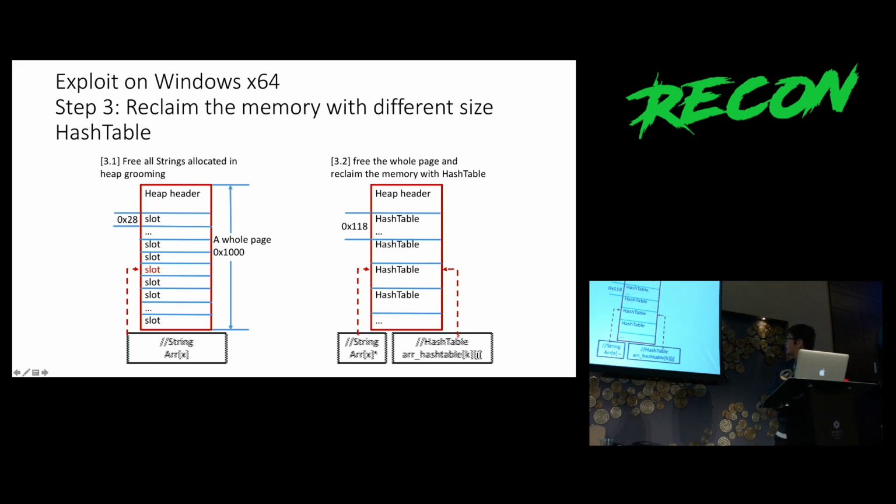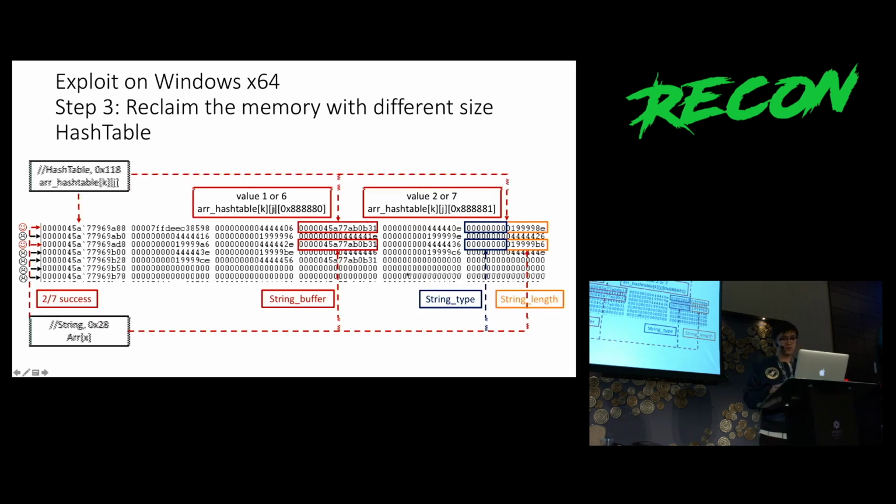In the AS3 layer, there are two objects, string and HashTable, referencing the same memory. The content of this memory is HashTable. In the process of reclaiming the memory with different size HashTables, there are some possibilities. Because the string size is 28 and the HashTable size is 118, the string address can be in 7 possible positions in HashTable. To make the string type wholly controllable, only 2 possibilities can be successful.